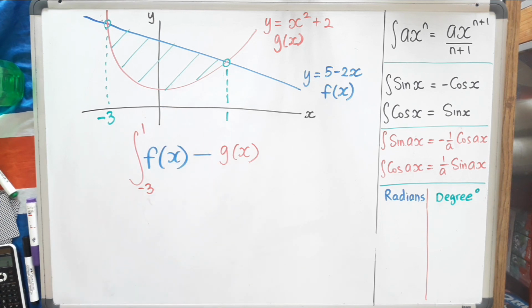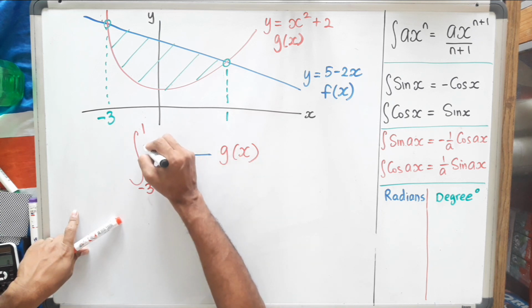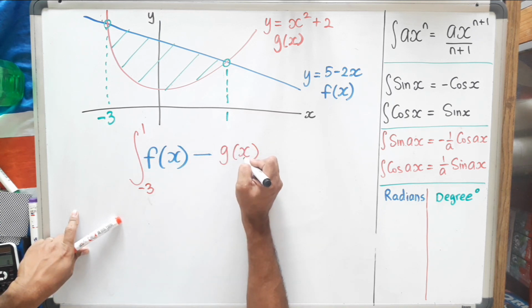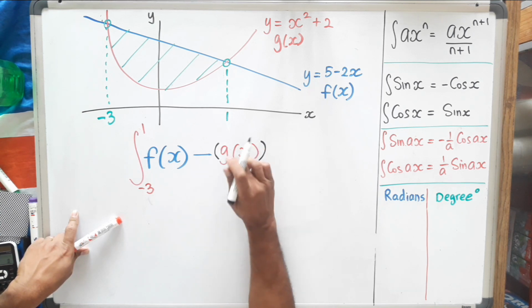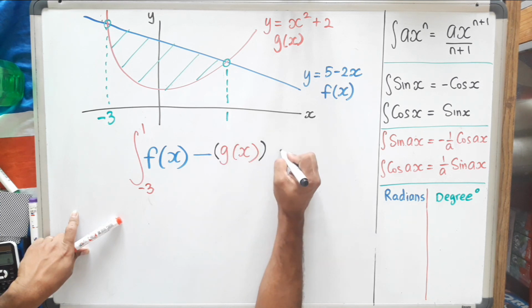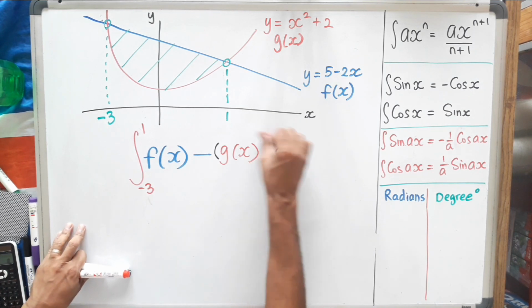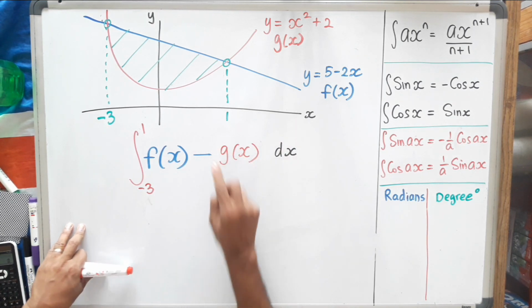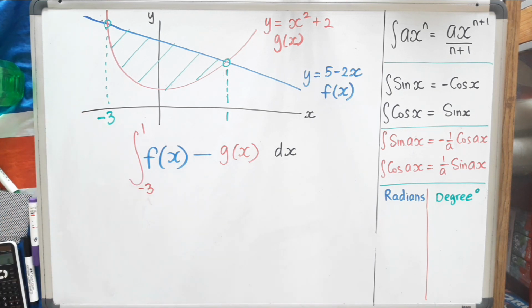And believe me, when you're subtracting, you're subtracting the whole g(x). So you should imagine g(x) in brackets now, because the whole thing will be subjected to this minus sign. So be really careful about it. And of course, we're integrating dx. So anyway, let's subtract the two functions and then integrate.